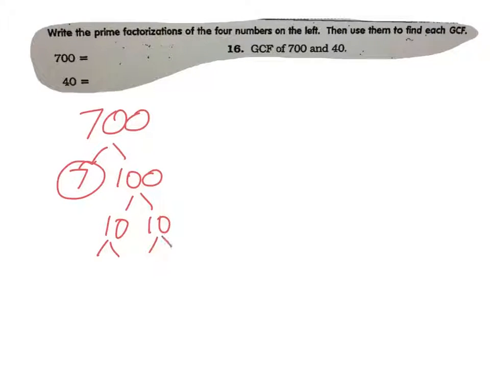Keep going with those. 2 and 5 make 10. 2 times 5 make 10. So I have my prime factorization for 700, and I'm going to write it up here. It's 2 times 2 times 5 times 5 times 7. Those were all the numbers I circled while I was making my factor tree.